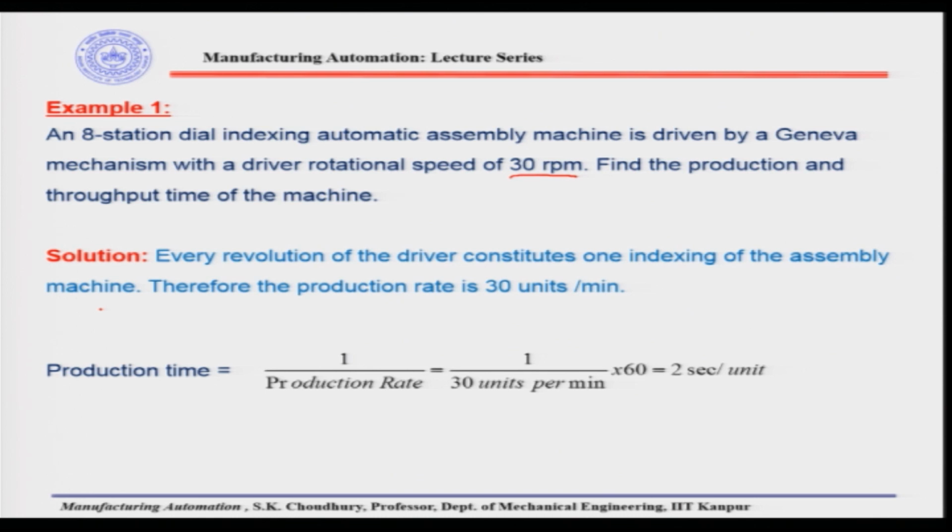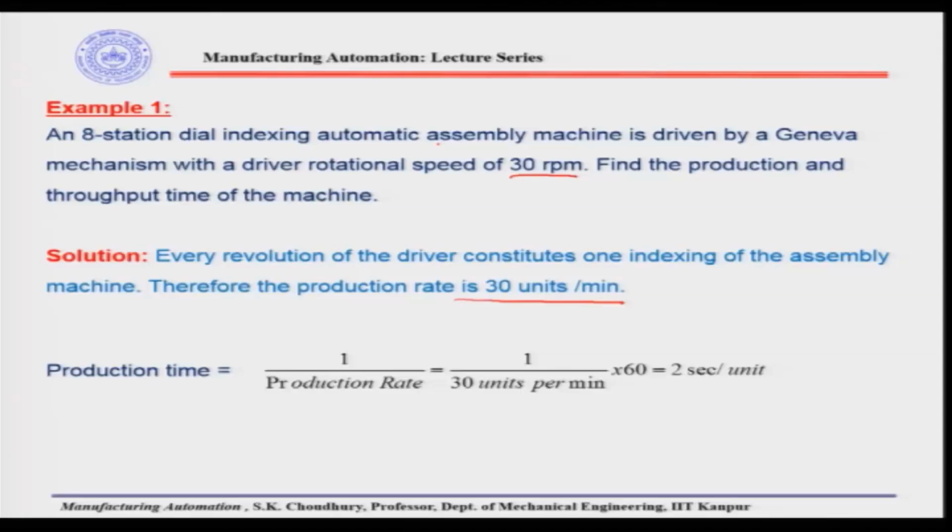You remember I said 10 seconds per car for the Ford. So, therefore, if it is rotating at 30 revolutions per minute, that means the production rate will be 30 units per minute, because each time it is indexing, there is one assembly or one product which is coming out. Here it is an assembly machine, therefore, one complete assembly will be coming out in one indexing. So, in 1 minute it will be 30 units, which you can directly find out by knowing the driver rotational speed of the Geneva mechanism.